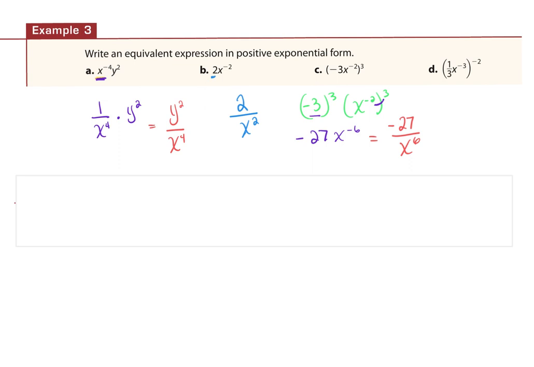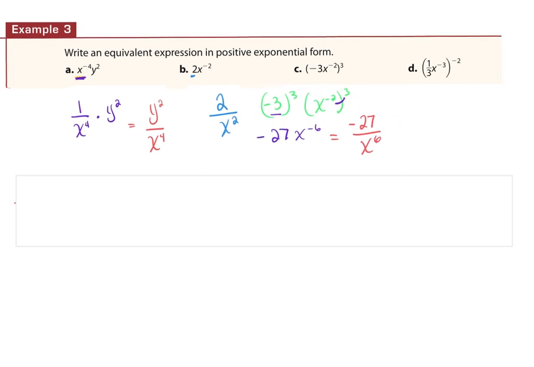And then the final one here is a little bit different. It's a fraction. So we're going to do the same thing that we did with the one we just did. We're going to say 1/3 to the negative 2, and then x to the negative 3 to the negative 2. All right?